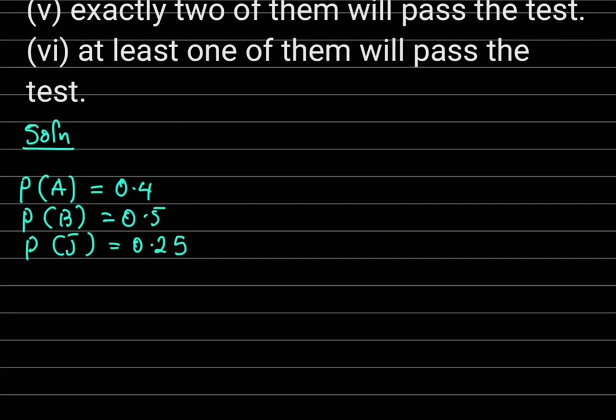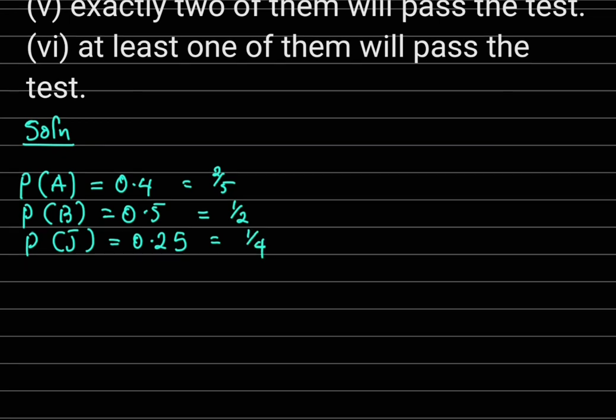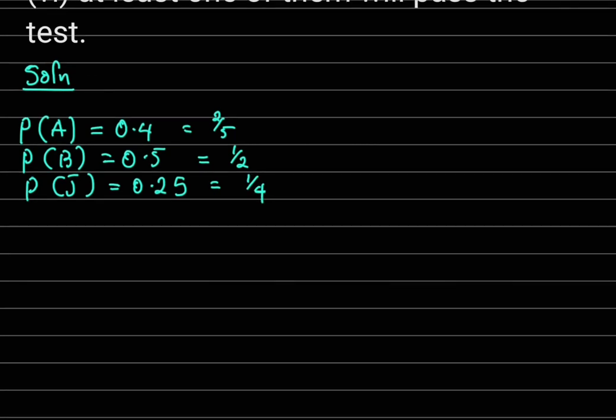Very important. Now, if you don't want to work with decimals, you can actually work with fractions. In fraction, this is going to be 2/5, then this is going to be 1/2, and this is going to be 1/4. So we have it. These are the probabilities of these particular people passing. So I can just write passing on top so that it will show that they are actually passing.